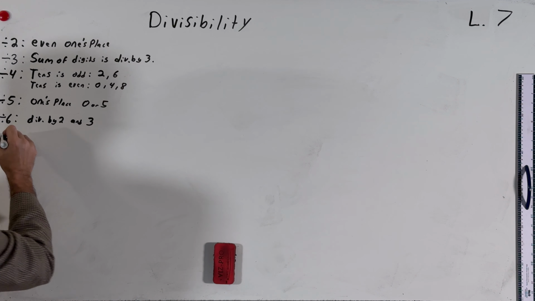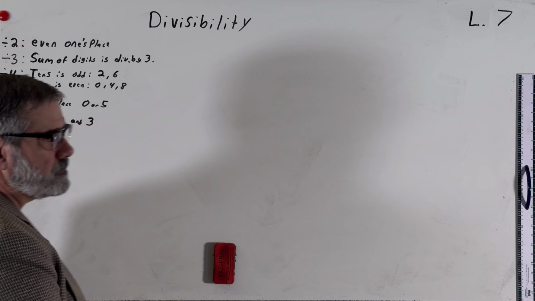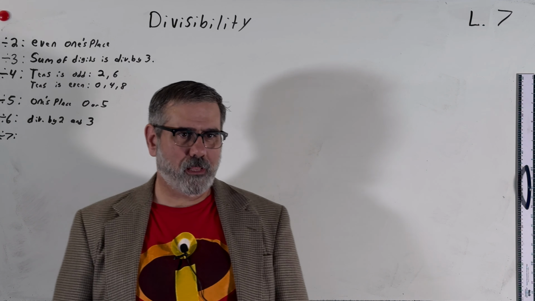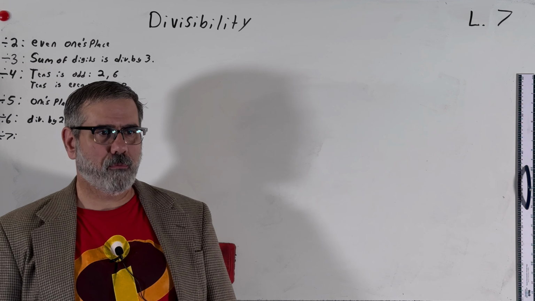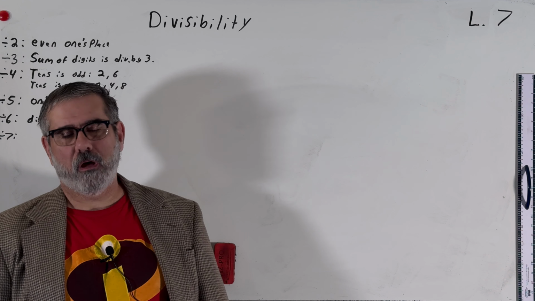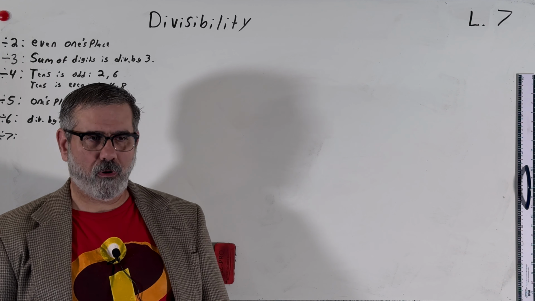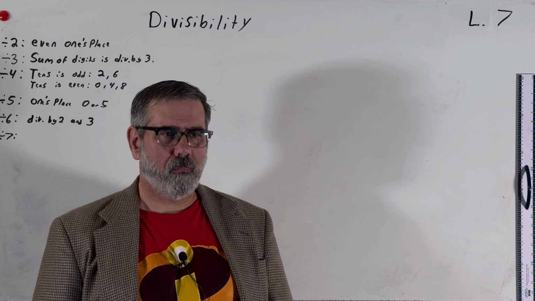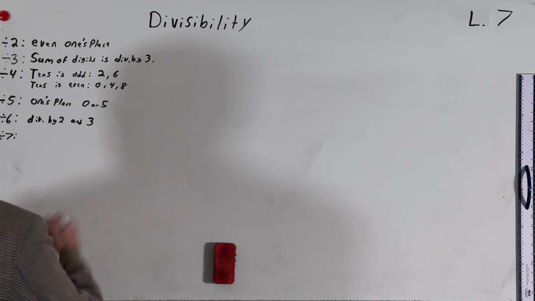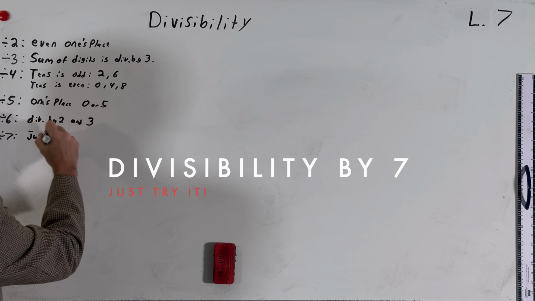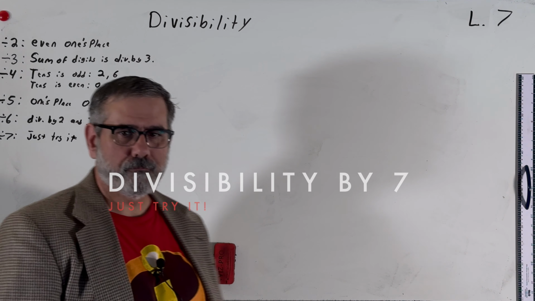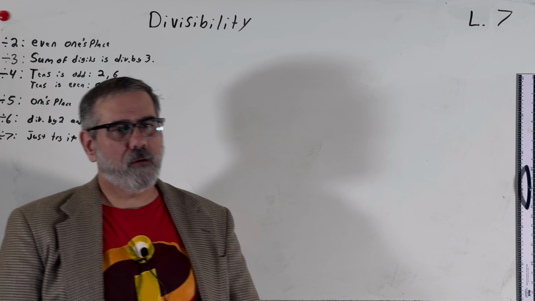All right, divisibility by 7. Technically, there is a way to test for divisibility on numbers that might be divisible by 7, but honestly, it's not worth the effort. If you have a number and you want to know if it's divisible by 7, just divide it and see. 7s are a pain, so just try it. Okay? Just try it. All right, next up is divisibility by 8.